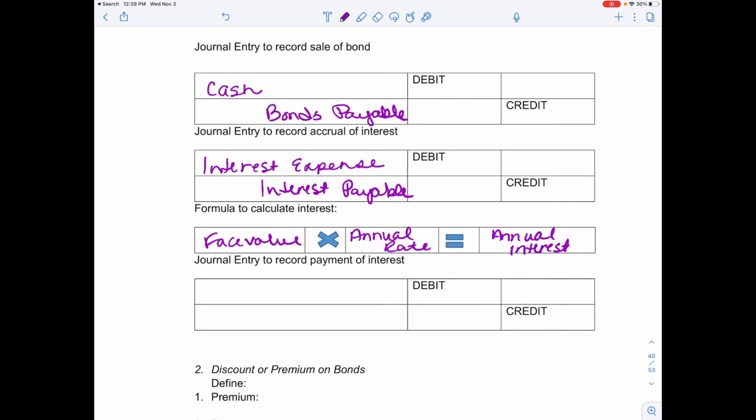Finally, we have to go ahead and pay that interest. We'll debit the interest payable and credit our cash.